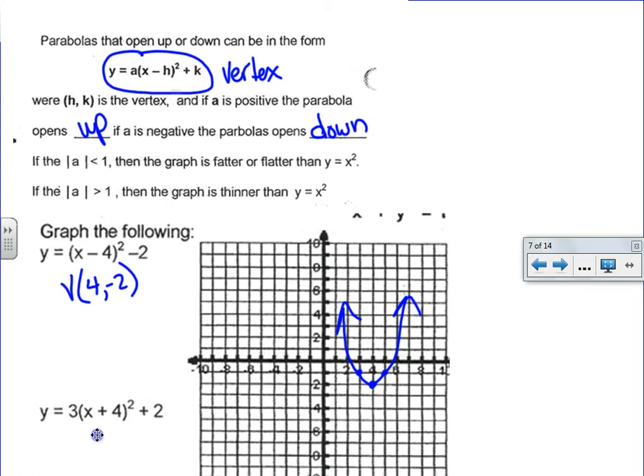My vertex here in the next example is at (-4, 2). So I plot (-4, 2). And then again, I need to plot something to the left and something to the right. So I'm going to start with the point x equals -3. If I plug in a -3, I end up with 1 squared, which is 1. 3 times 1 is 3. 3 plus 2 is 5. And you're going to notice that this is a much thinner parabola, and that's because the a value was a 3, which makes it go up 3 times as fast.